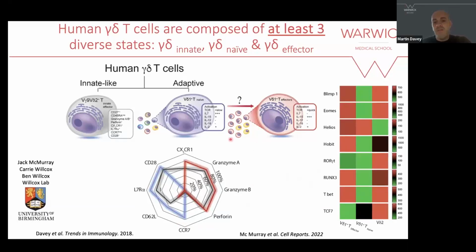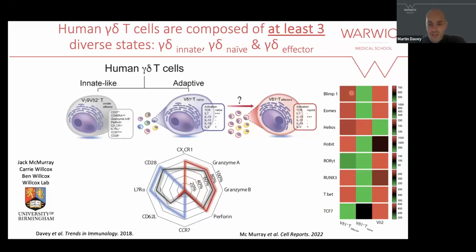But then these clonal populations were actually shifting towards almost the opposite kind of phenotype. So they'd lost all of these markers and upregulated highly cytolytic granule markers, whereas the innate-like cells actually bridged pretty much all of it. So they had the potential capacity to do all sorts of things.